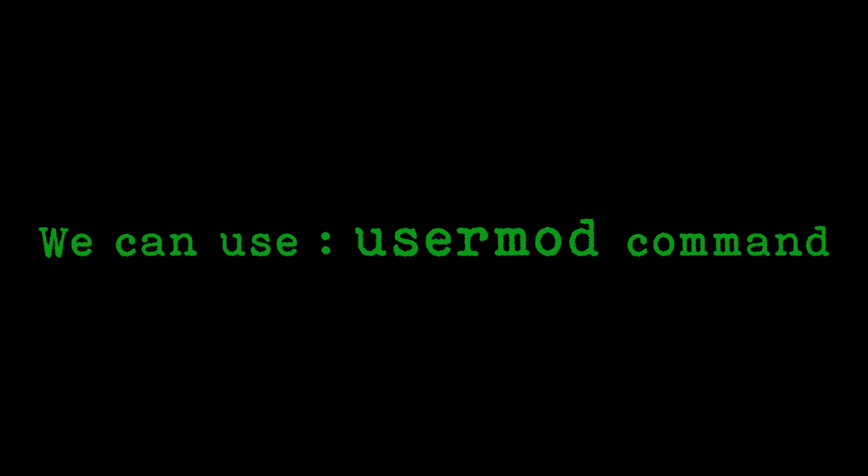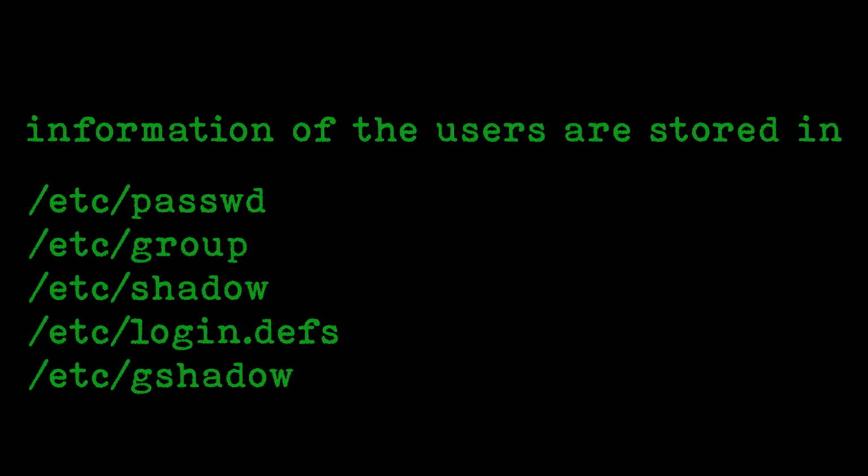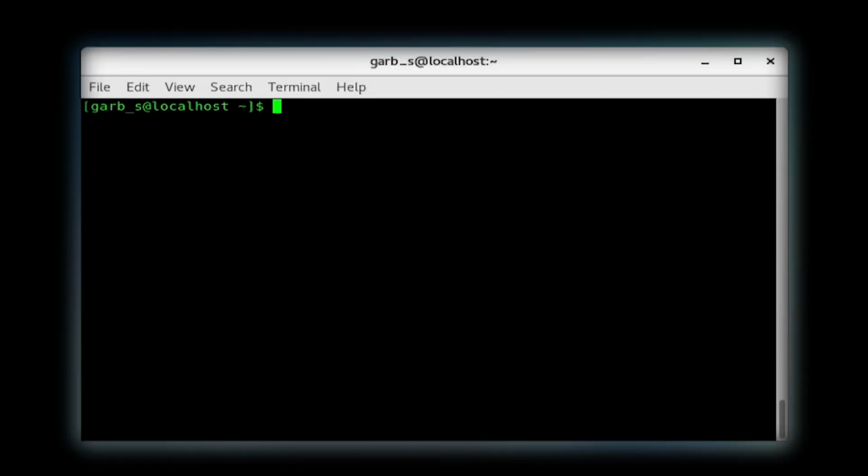After creating a user, if we need to change their attributes, like password or login directory, we use the usermod command. The information of a user is stored in the following files: passwd, group, shadow, login.defs, and gshadow files stored in the etc directory. Now, let's learn how to use the usermod command. Let's add a comment for an existing user. To do that, let's find a user with no comment in the etc/passwd file.